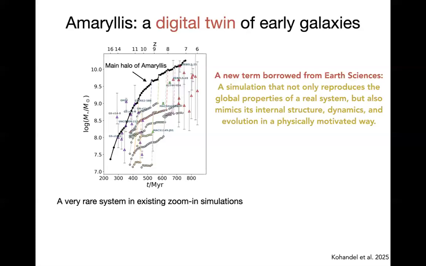And this is a kind of rare system in zoom-in simulations. In SERRA we've got one, and so far I haven't seen any other paper claiming this. It's because it's very difficult to have these massive galaxies when you have a zoom simulation, because of the area that you are simulating, basically.